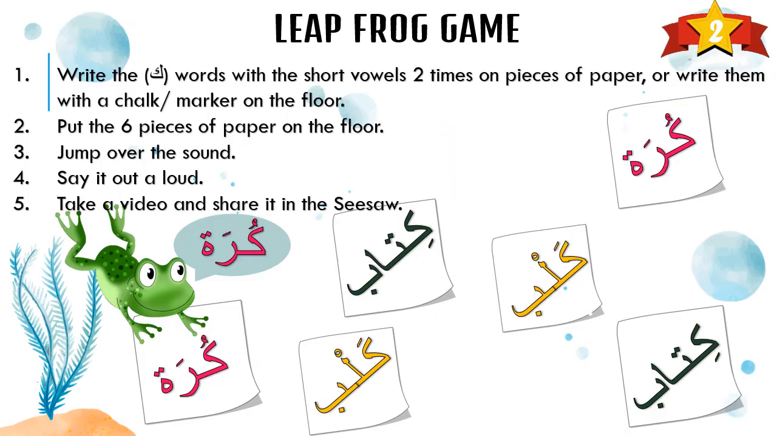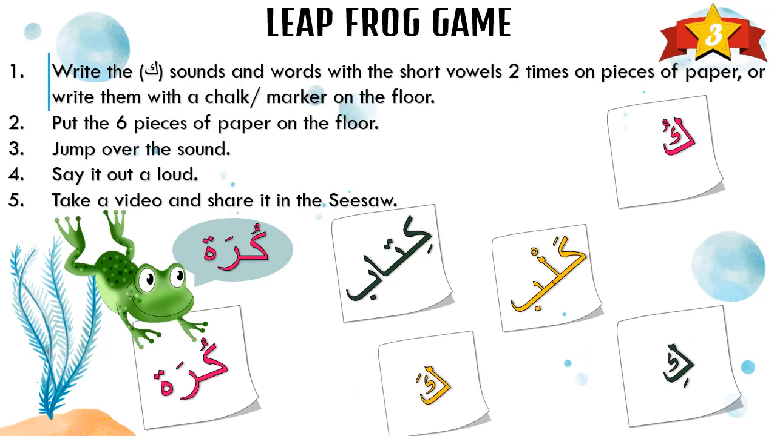If you choose to work at level 2 in your activities for today, pause the video and in Leapfrog game, write the words that have k sound with short vowels, jump over the word, say it aloud and take a video. But if you choose to work at level 3 in Leapfrog game, this means that you need to mix up between the sounds and words that have k sound with short vowels, jump over them, say them aloud and take a video. If you want to work at level 2 but with another activity, have a look at Abracadabra level 2.